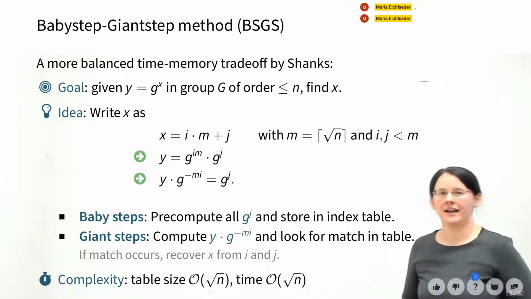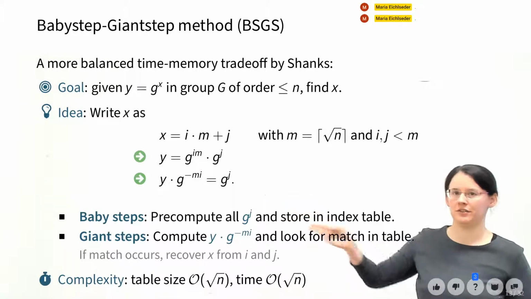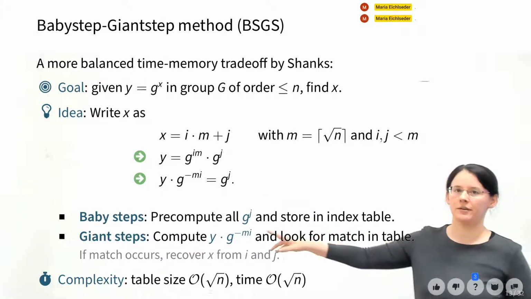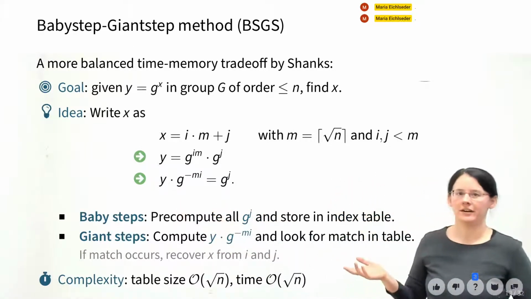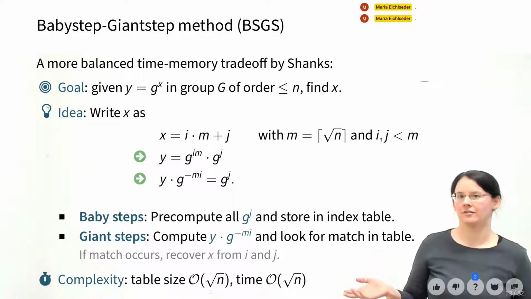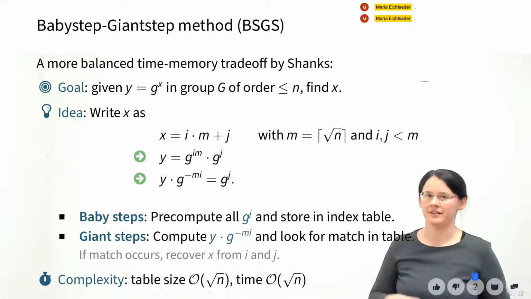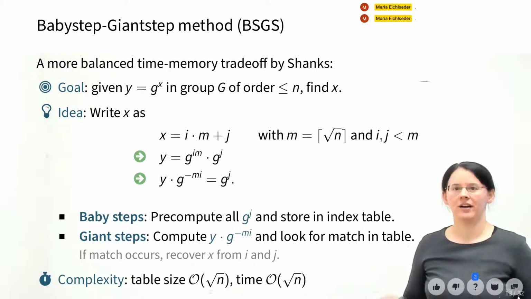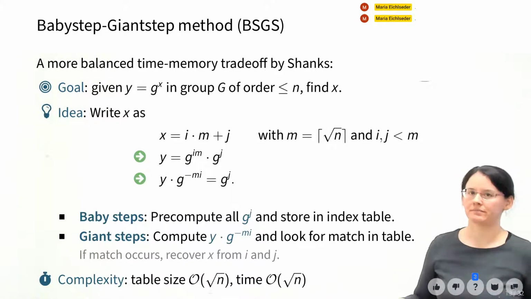So what I do is I pre-compute many of these baby steps here, store them in the table, and then I compute many of the giant steps here and look whether I find a match in the table. If I have a match, then I have a combination such that this equation here works out. So I have recovered a valid logarithm x. That's great because now I've suddenly reduced this by a square root factor.